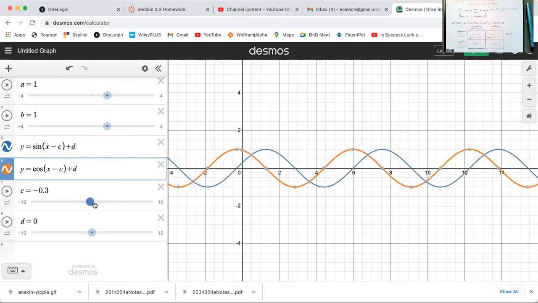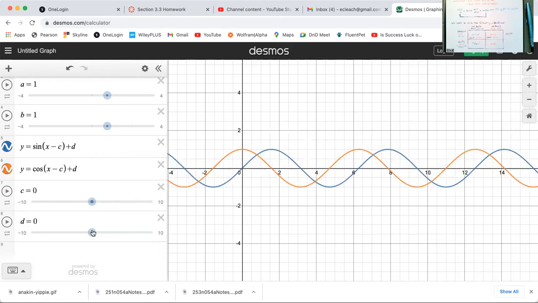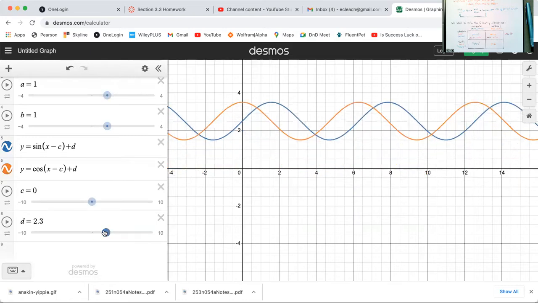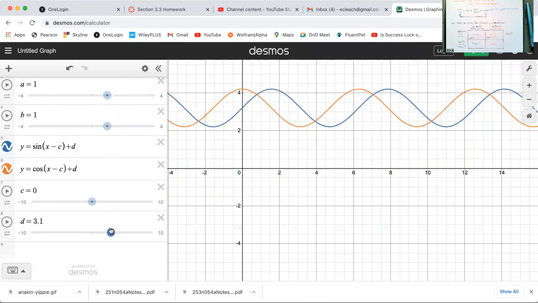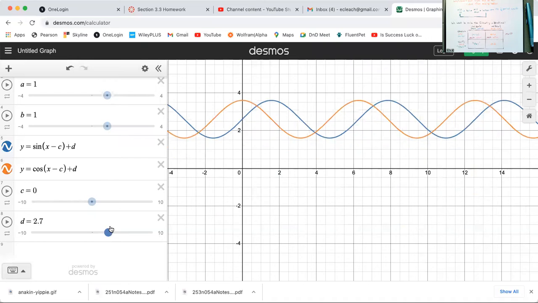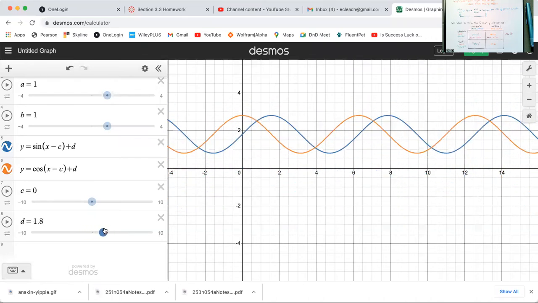So you can guess what's going to happen if I start moving the values of D up and down. When I start moving the values of D, the middle is what's changing. The amplitude is not changing because the graph is not stretching, and the period is not changing. It's the middle that changes. So when we perform addition after the trig function, we get a vertical shift. When we perform addition before the trig function, we get a horizontal shift.